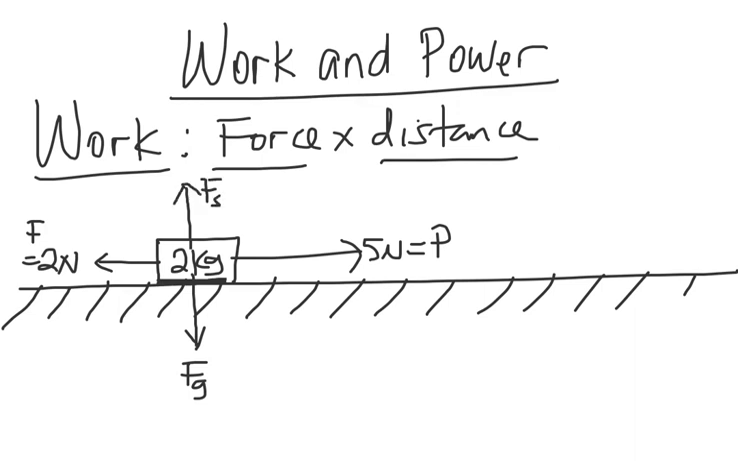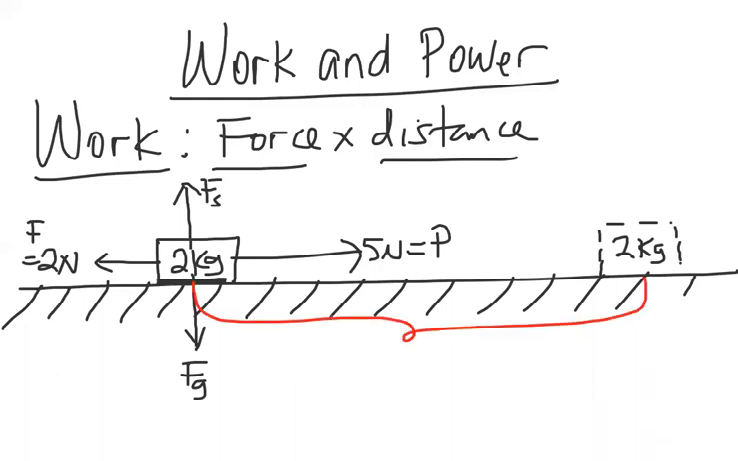The box will accelerate to a certain point. For example, here we're just making up a final position. So this will be the final position of the box somewhere there. Now the box will move through some distance. So let me draw a distance from here to there. This will be the distance traveled. Let's assume this distance is 1.5 meters. The question is, what is the work done by each force?